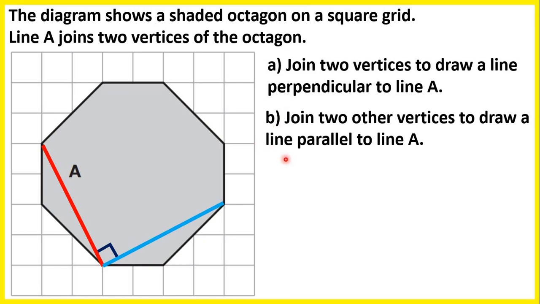So we can remember that parallel lines are like train tracks. If we extended them, they would go on forever without ever crossing. So a line parallel to line A could be this line here. So we could join this vertex, and then this red line is parallel to line A, because if we extended both lines, they would go on forever without ever crossing.